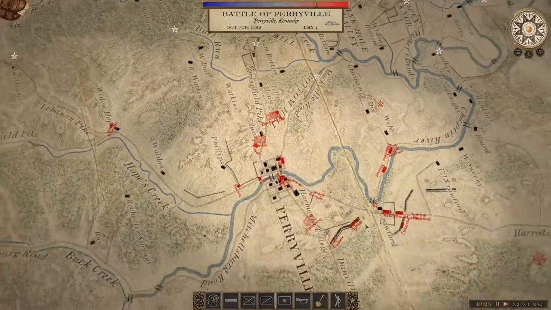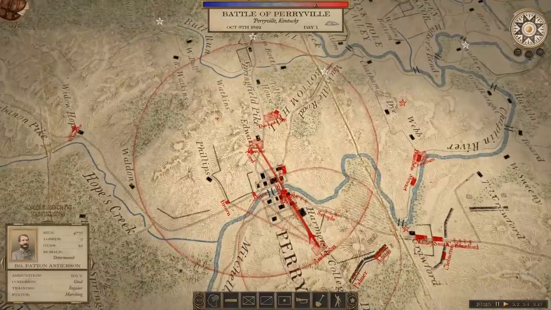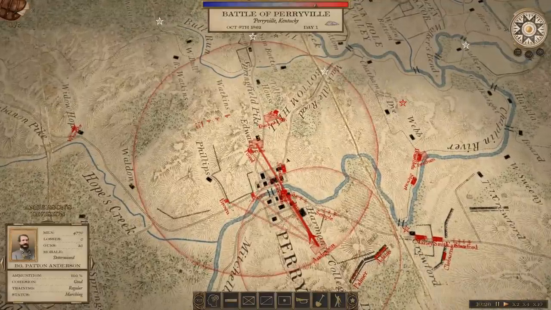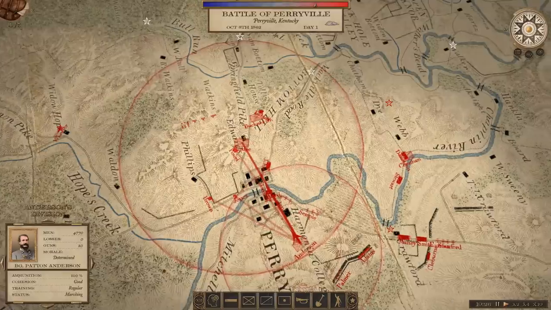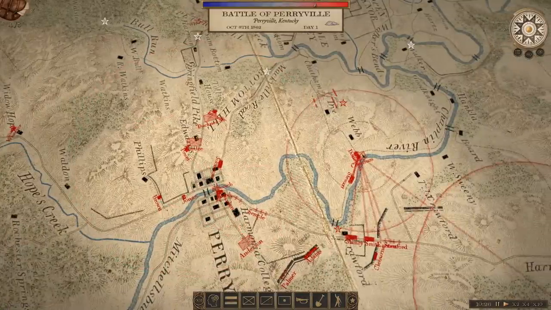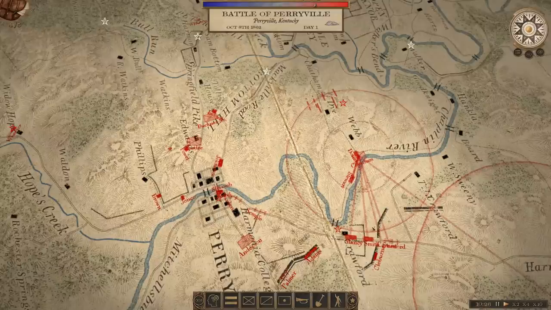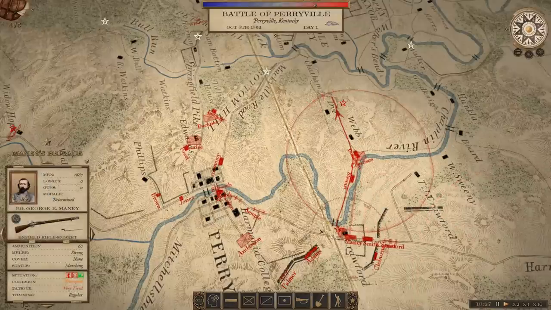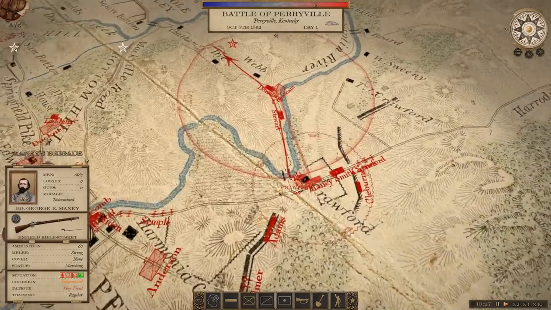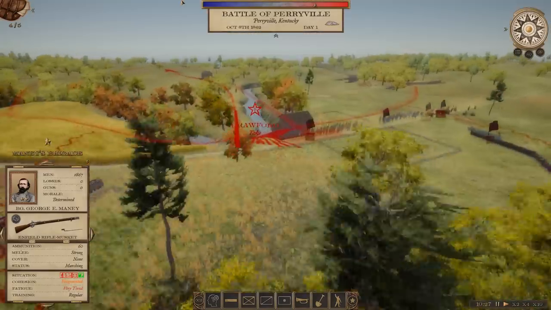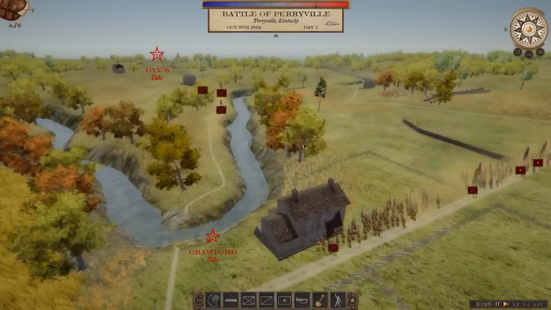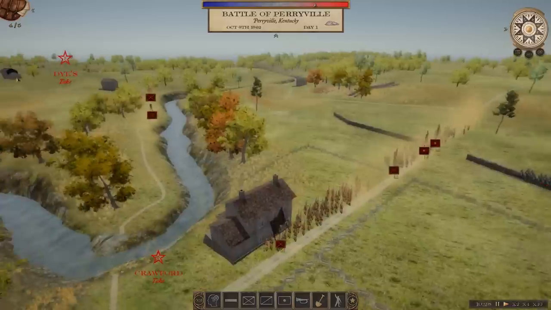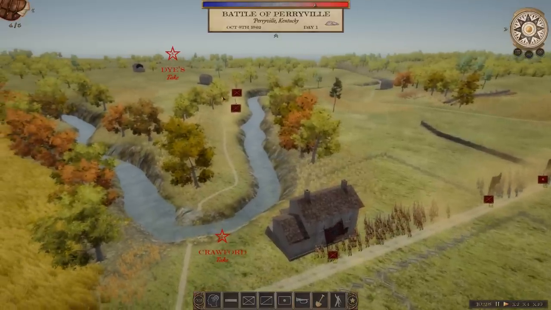The other division in Hardy's wing is Anderson's division. It looks like they're still crossing Chaplin River. Also Cheatham is still crossing Chaplin River with the tired divisions still marching to the fords. So it will take some time for them to be ready to fight the enemy.